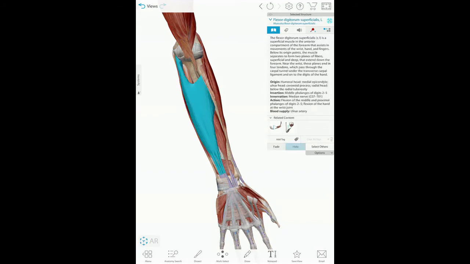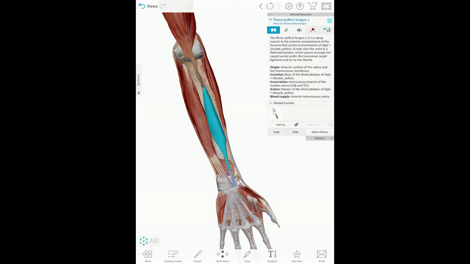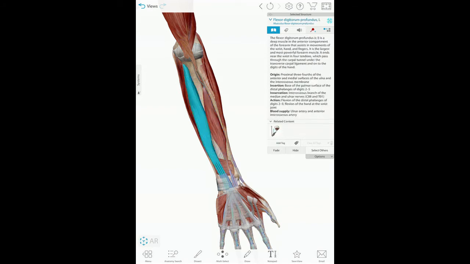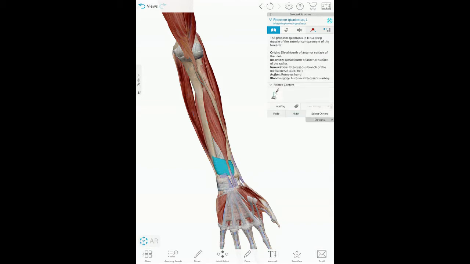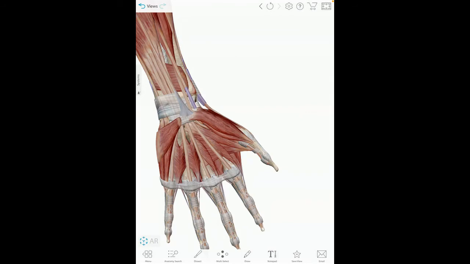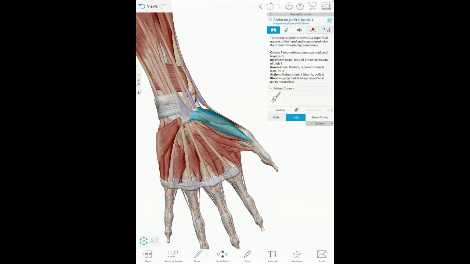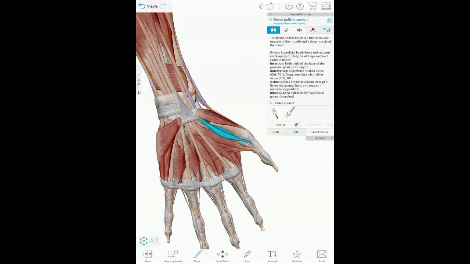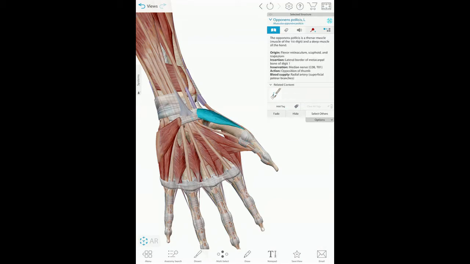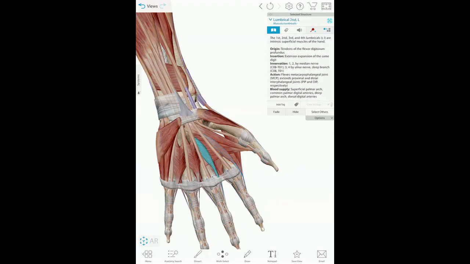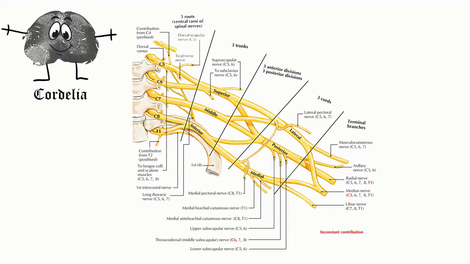the intermediate compartment, flexor pollicis longus, half of flexor digitorum profundus, and pronator quadratus in the deep compartment. In the hand, it supplies abductor pollicis brevis, the superficial head of flexor pollicis brevis, opponens pollicis, and lumbricals 1 and 2. Now we'll discuss the ulnar nerve, which is a terminal branch of the medial cord.